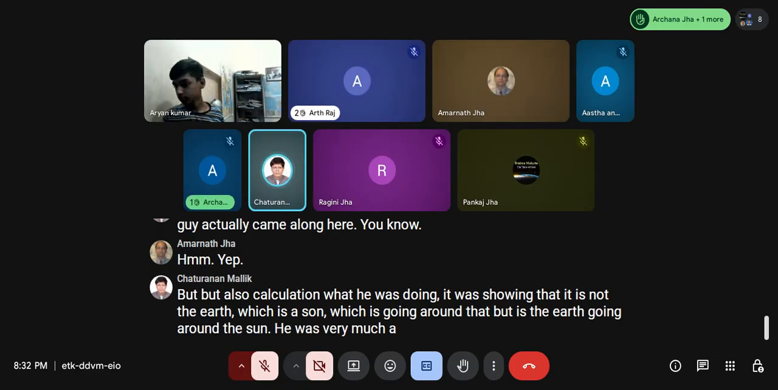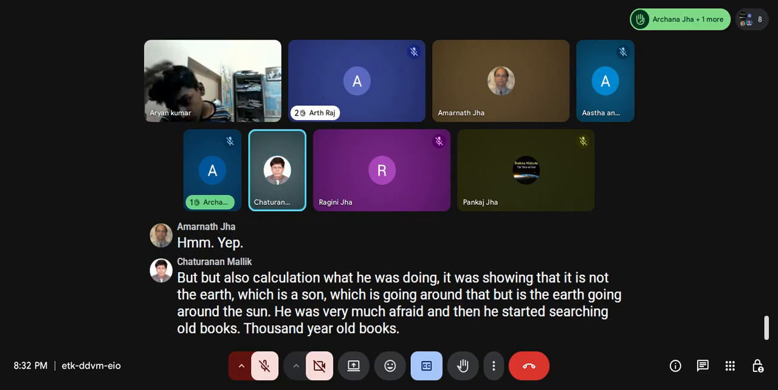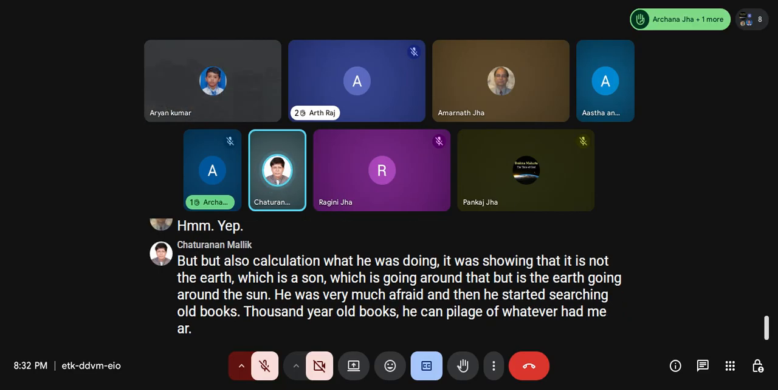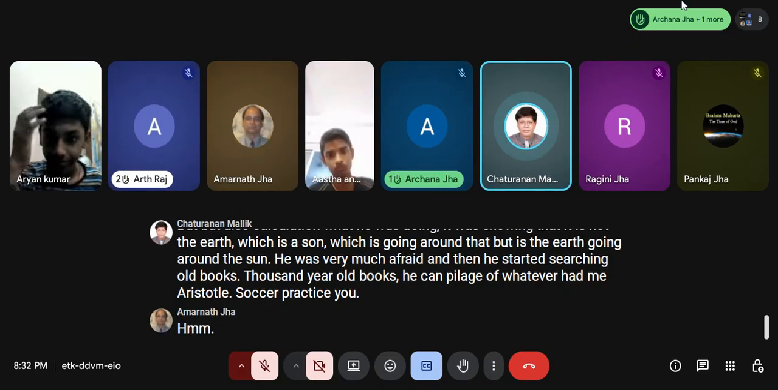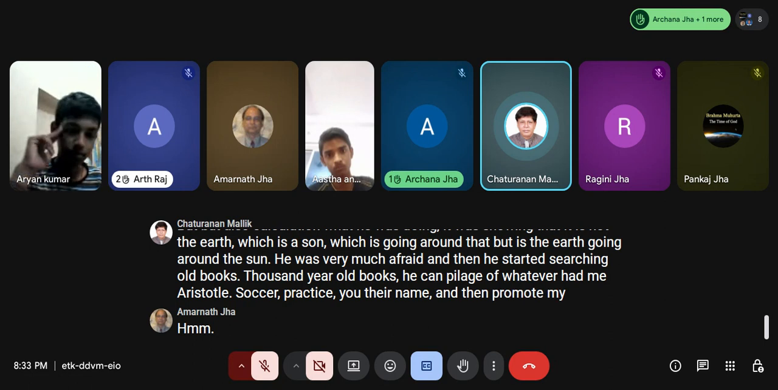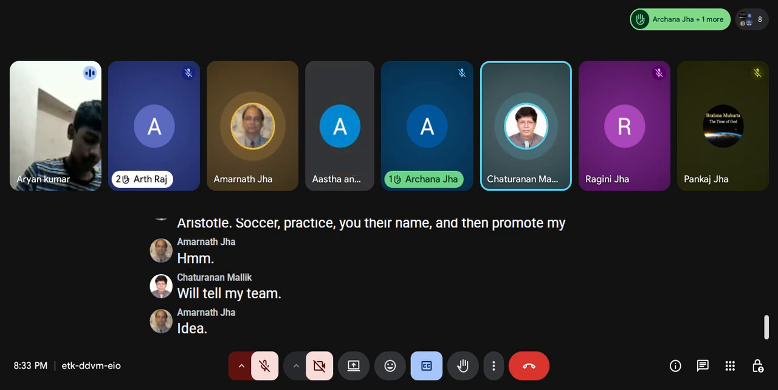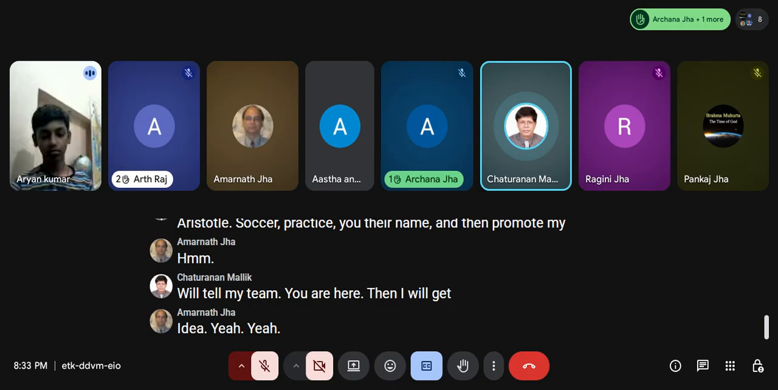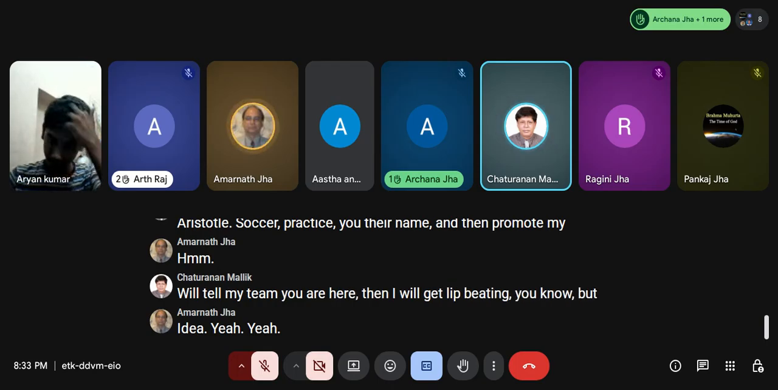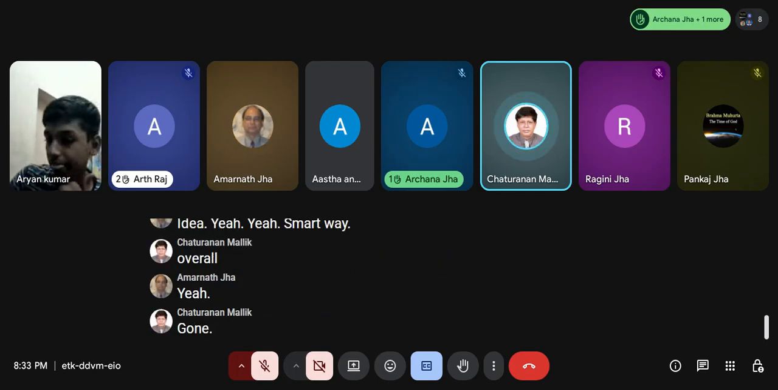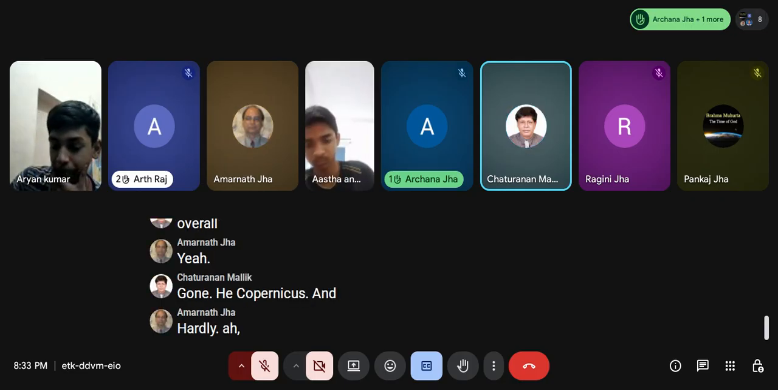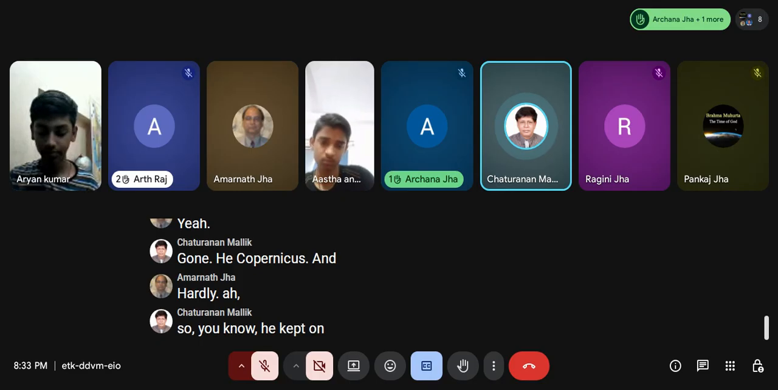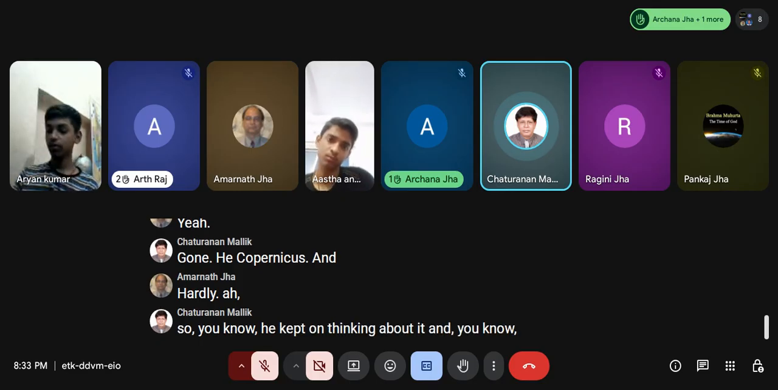So he was very much afraid, and then he started searching old books, 1,000-year old books कि कहीं पहले जो बड़े बड़े आदमी एरिस्टोटल सोक्रेटिस उन्होंने कुछ कहा है कि नहीं. Then I can take their name and then promote my idea to others. Then I will get less beating, you know. वो smart way. So he kept on thinking about it, and he did.